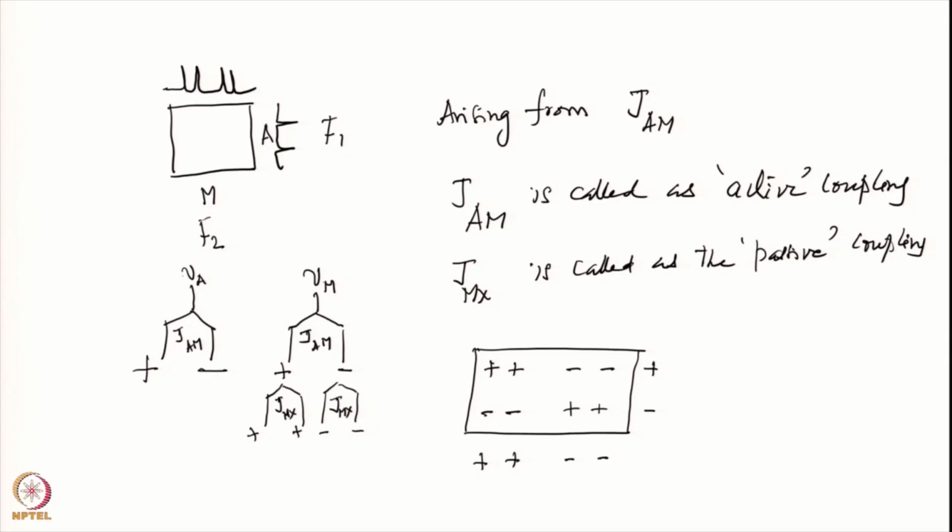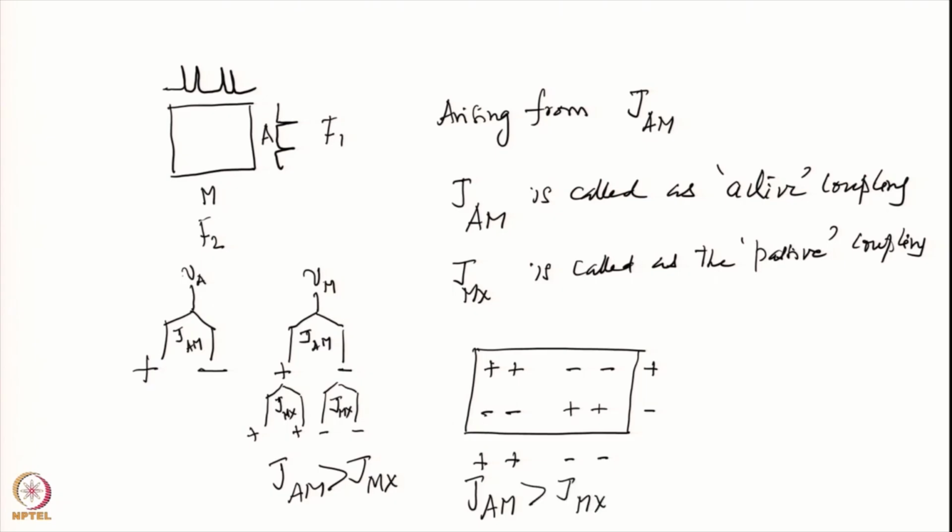This is provided JAM is greater than JMX. Okay. What happens if the MX coupling is larger than the AM coupling? Let us also draw that. So if this is for that situation, right, this is for JAM greater than JMX.